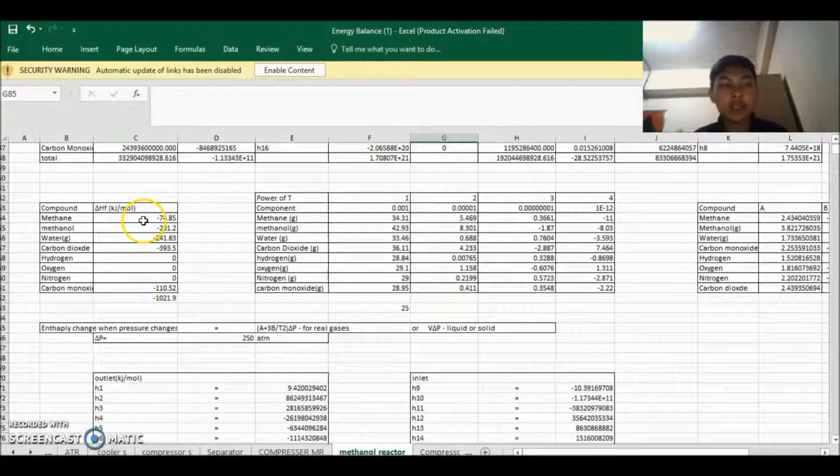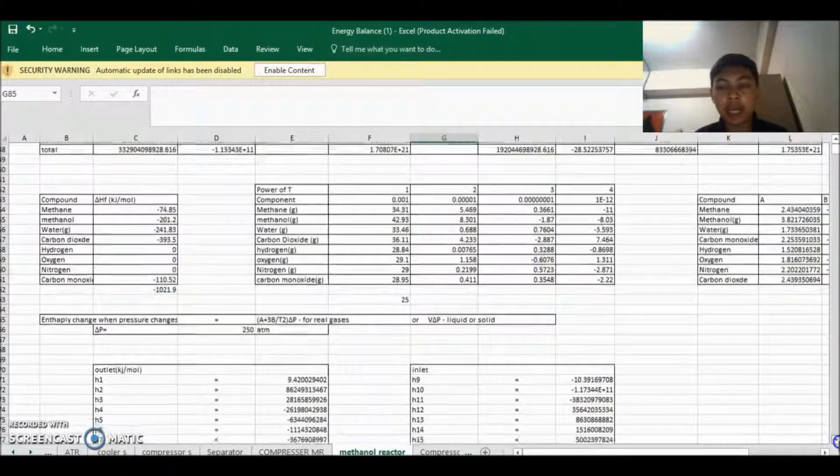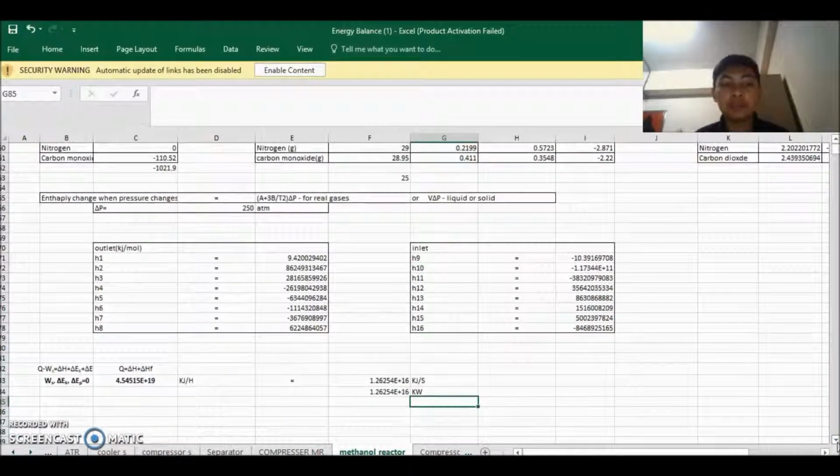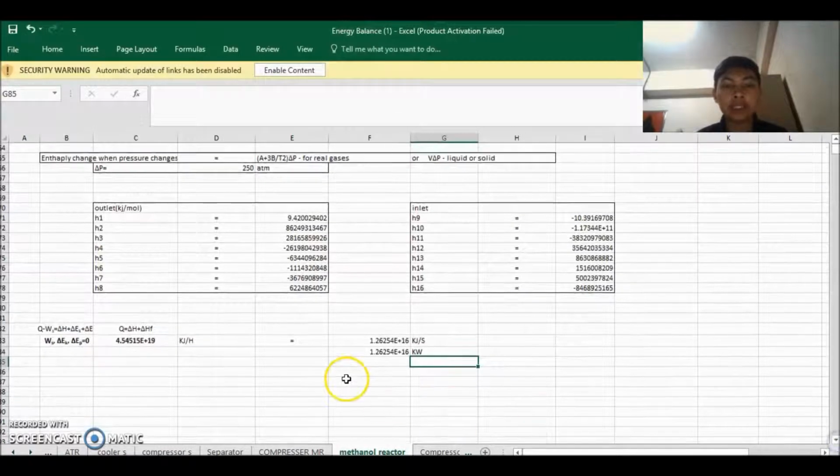In this, we calculate the Cp value by using the values for Cp in table B2. So I get this value.